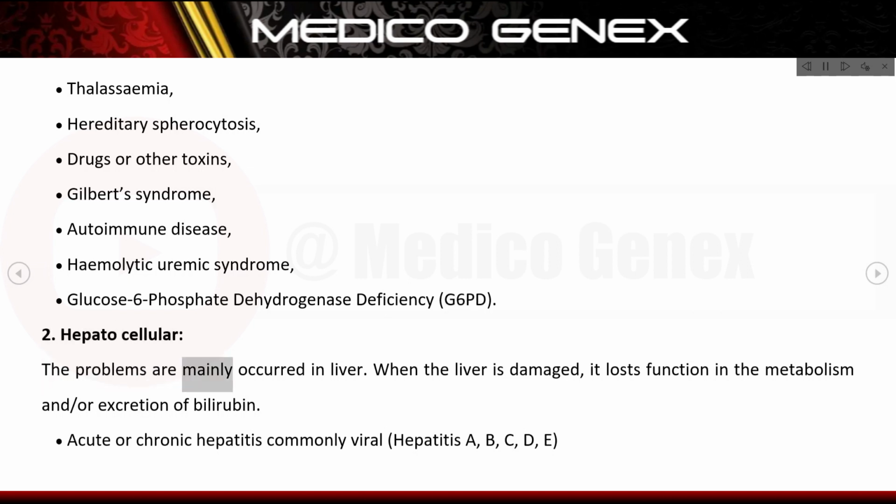2. Hepatocellular. The problems mainly occur in the liver. When the liver is damaged, it loses function in the metabolism and/or excretion of bilirubin. Acute or chronic hepatitis, commonly viral: hepatitis A, B, C, D, E.